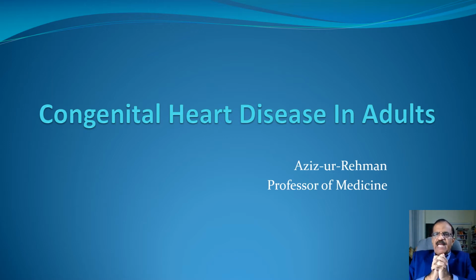This is the third in the series of lectures on congenital heart diseases. In the first lecture, we discussed some basic concepts, introduction, and classification of various congenital heart diseases. And in the second lecture, we discussed common features which characterize three left to right shunts, ASD, VSD, and PDA.